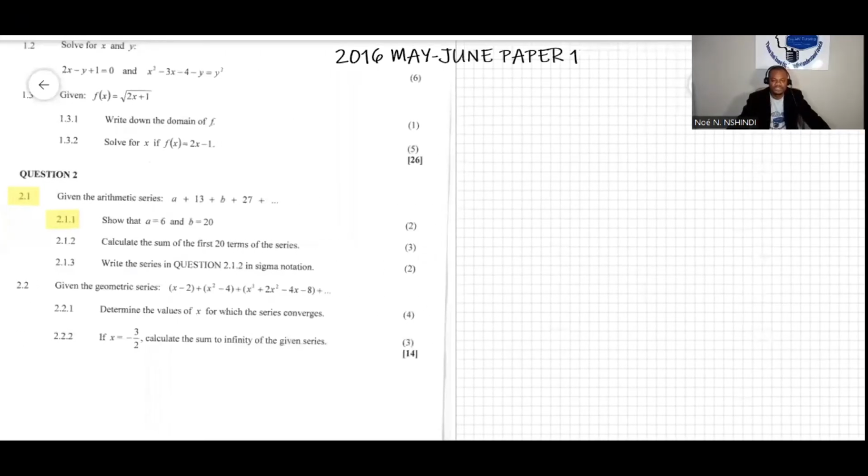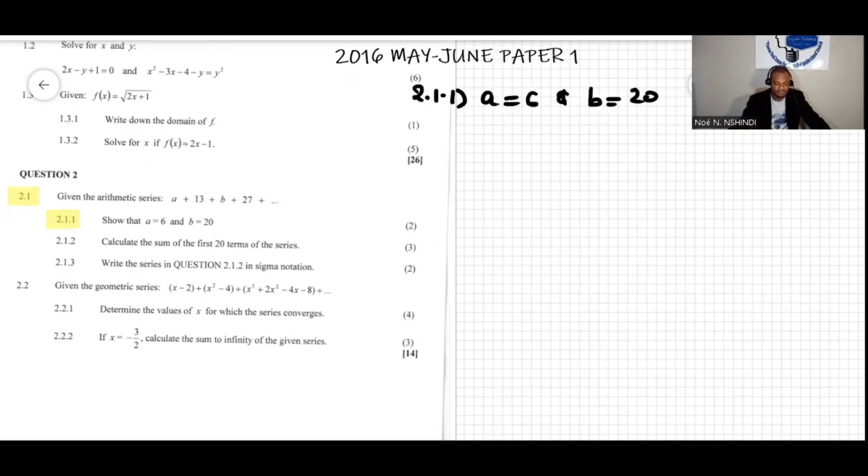Well, we have question 2 here. Question 2.1 says, given the arithmetic series, A plus 13 plus B plus 27, and then question 2.1.1 says, show that A equal to 6 and B equal to 20. I'm gonna write the question here, 2.1.1.